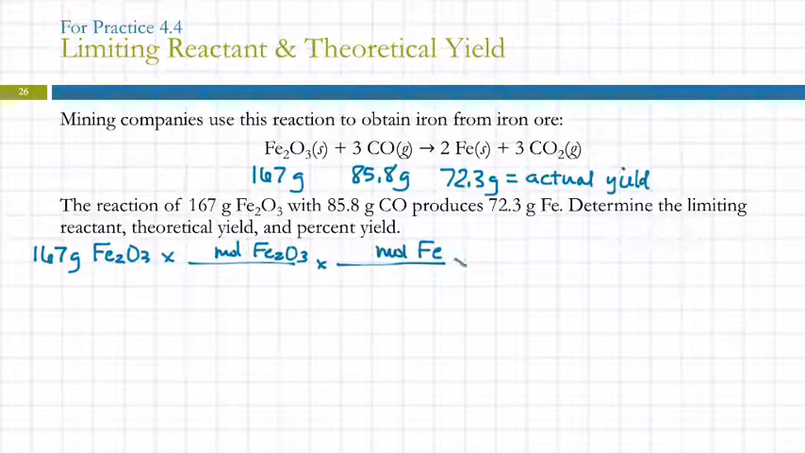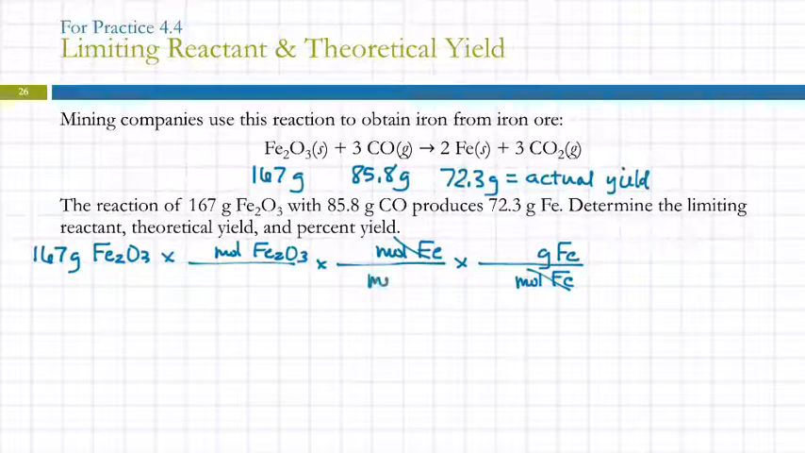Sometimes in the homework, they'll give you a problem, and there's two products, and they're going to ask you what the limiting reactant is, and they don't tell you which product you're interested in. If they're just asking you about the limiting reactant, you can pick one or the other. Just pick one and do both calculations for the same one. The moles of iron go down here.